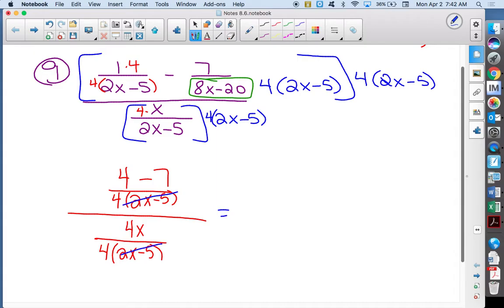So the least common denominators are the same. They cancel out. That's the reason I like to use method 2, because both denominators now on the top part and the bottom are the same. They can cancel. Doing a little subtraction here, 4 minus 7 makes negative 3. And then on the denominator, we have the 4x. So that should be a negative 3 over 4x for number 9.